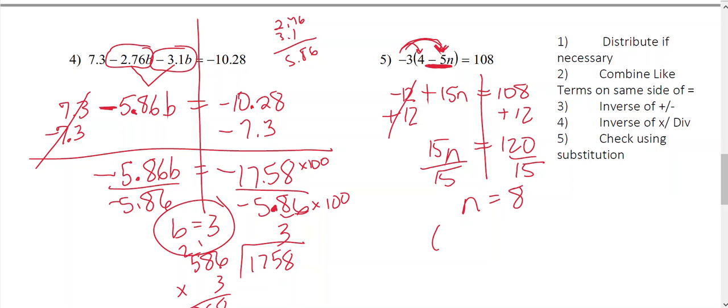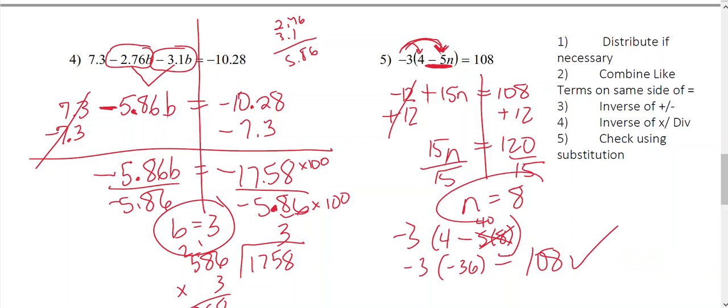I could easily go back and substitute. 4 minus 5 times 8 is being multiplied by negative 3. I would do order of operations. 5 times 8 is 40. 4 minus 40 is negative 36. Negative 36 times negative 3 does equal positive 108. So again, we should be checking our answers to make sure that they work.